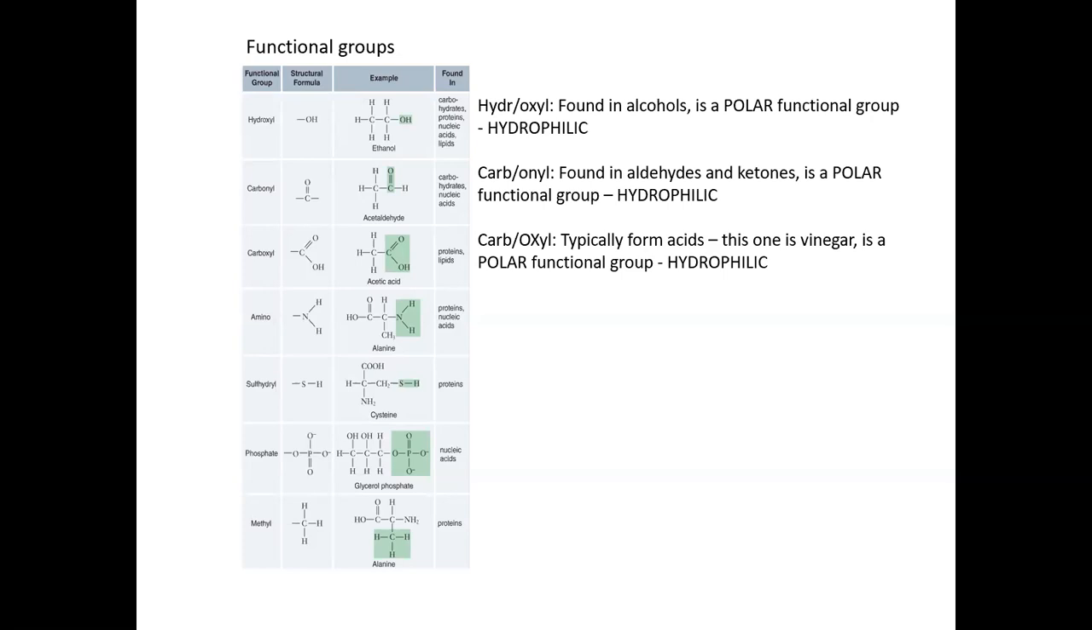Yes? Hydrogen. What about the hydrogen? It has to do with protons. What do acids typically do? They do what with their protons? Do they accept or they typically donate? They typically donate. Okay? So this is a carboxyl group.